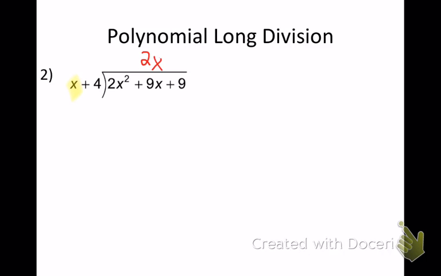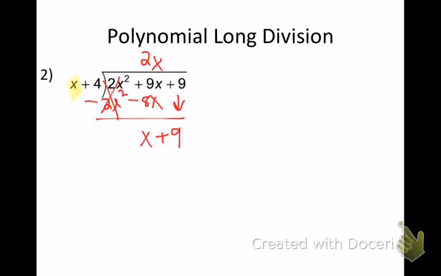So that's good. So now I'm going to multiply back. 2x times x. Now I'm going to take 2x times 4. So I have 2x squared, 8x, and then I'm going to subtract. I'm going to change signs. Cancels out. 9x minus 8x is? 1x. And I bring my 9 down. Great.